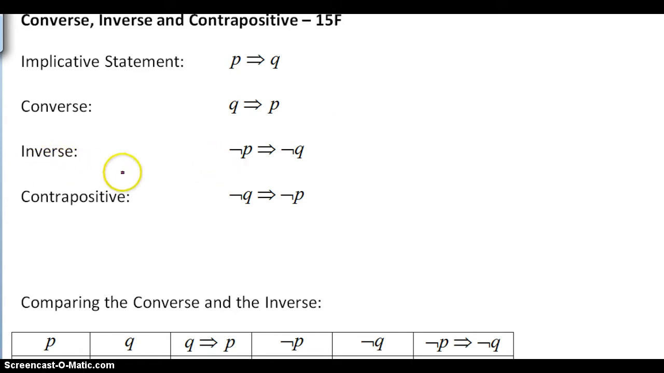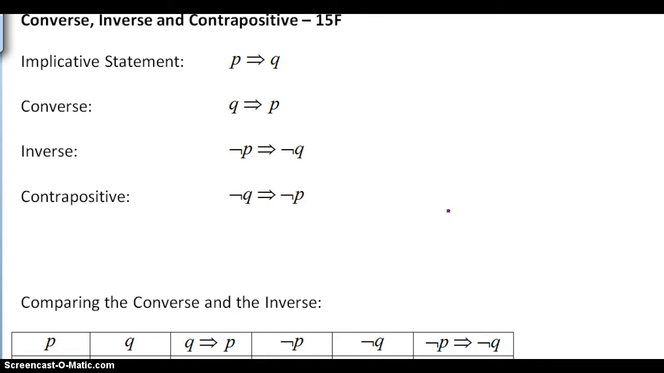Okay? Inverse, on the other hand, is the word for negation. The inverse of 7 is -7. So the inverse of an implicative statement is when you negate each one of these. So this is, if not P, then not Q. Alright? The contrapositive is easy, because it's the long, weird, funny name, and it's both. You both switch the order and you negate both.